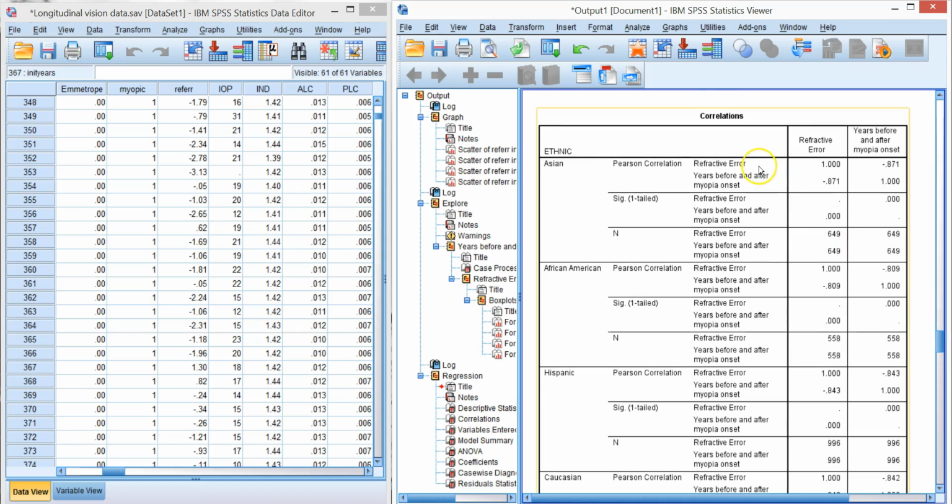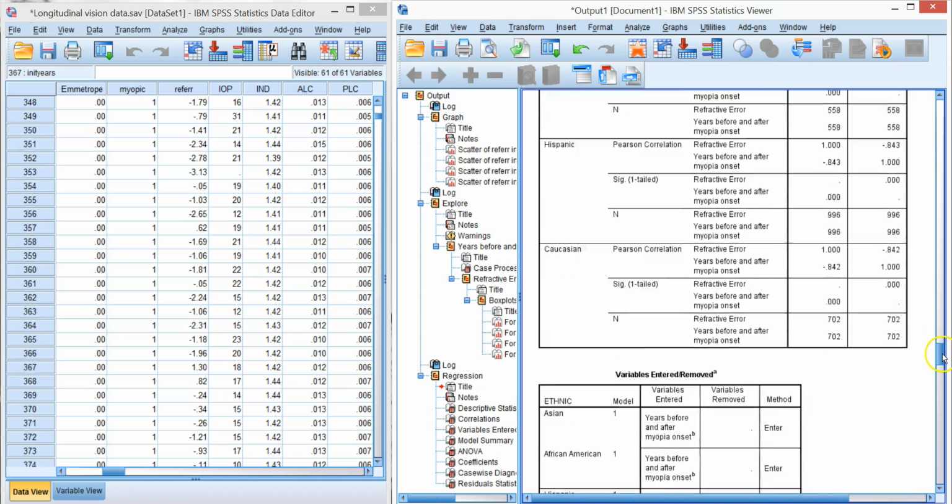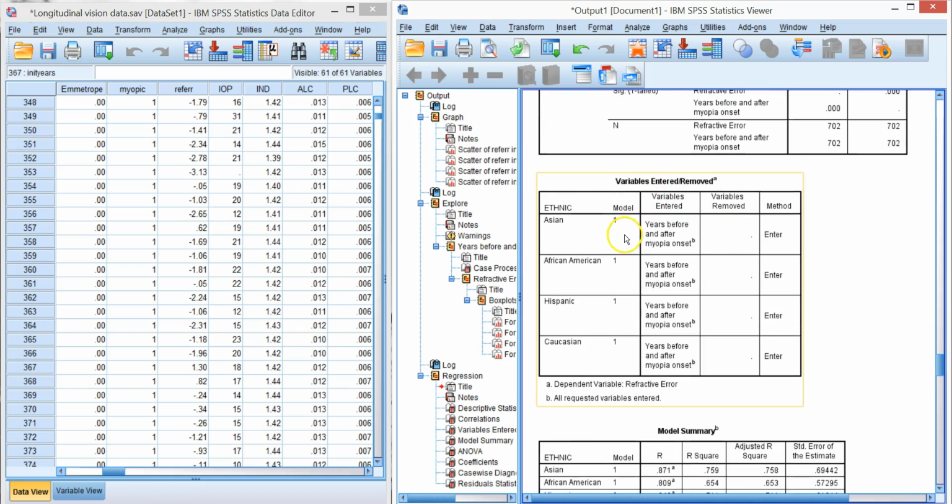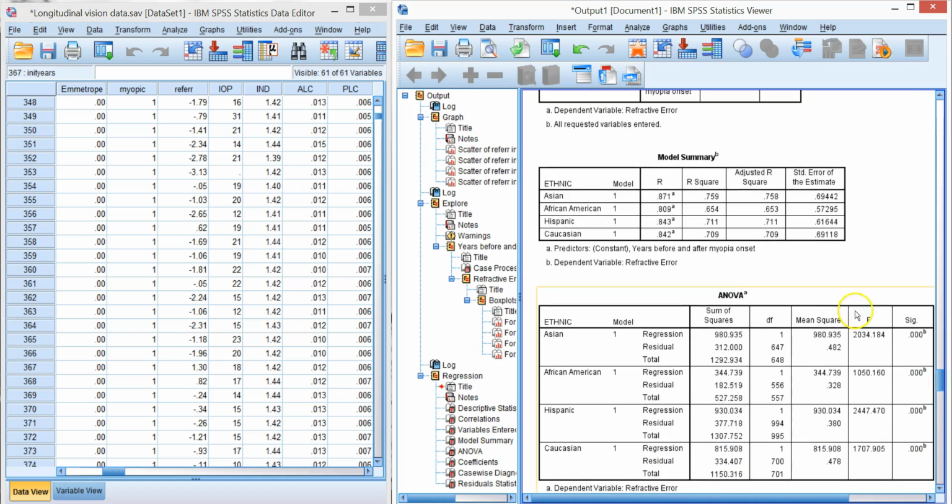We get the correlations between refractive error and years of onset. That's minus 0.871 for the Asians. It says whether or not it's significant, and the n that goes into that. Variables entered and removed. Well, there's only one variable here, so they're all basically going in. Model summary, remember for Asians, our correlation was 0.871. There it is there as well. And if you square that, you get 0.759. Adjusted is going to be the same. This is adjusted based on the number of variables.